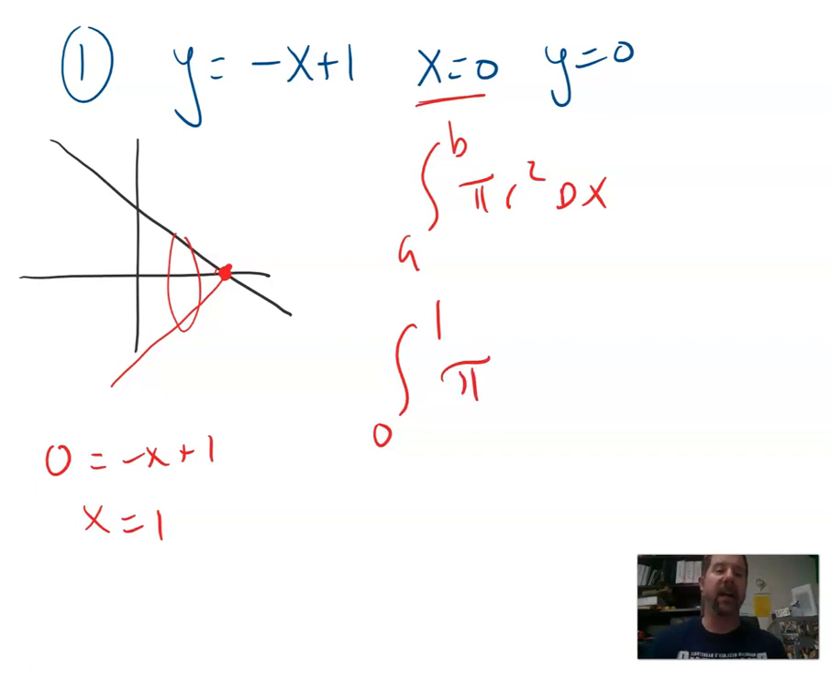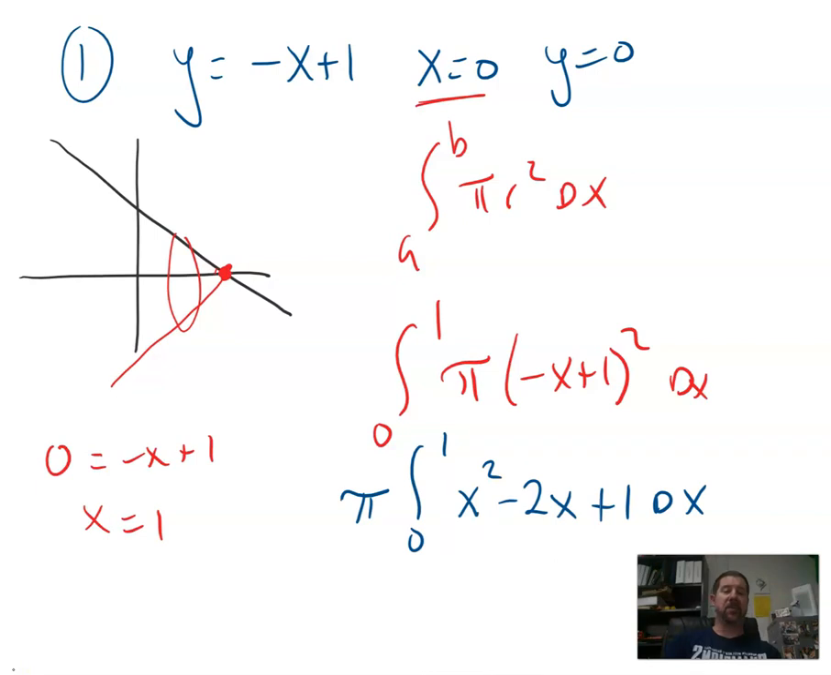Pi, again, r is our function. So the function in this case is negative x plus 1, squared, dx. That value that I'm going to go up is just the y value, so we generally use the function for our r. And that would be the setup that I'm going to do right here.